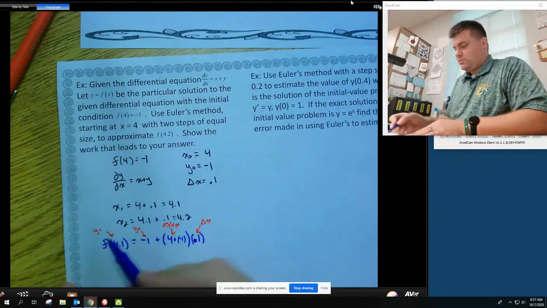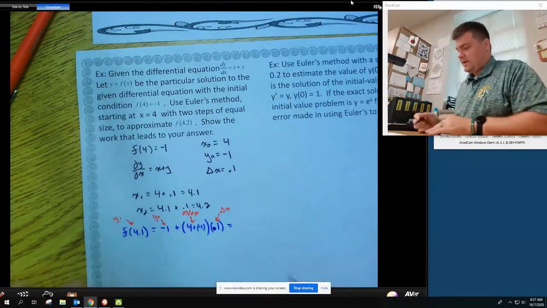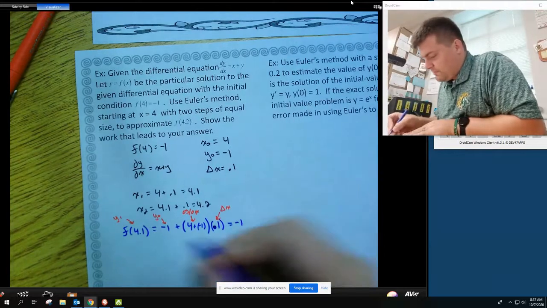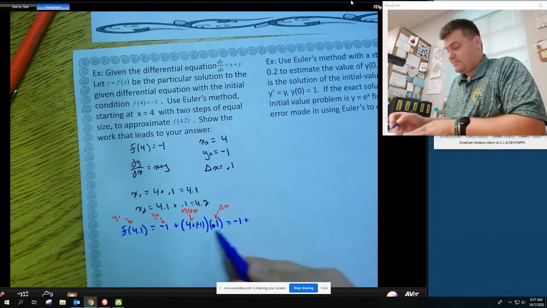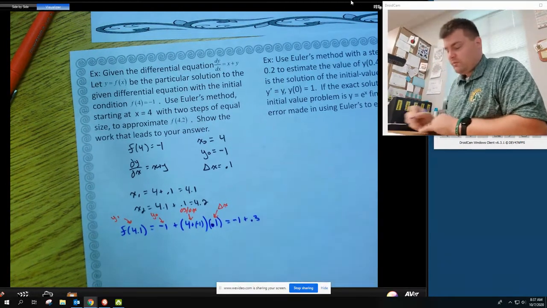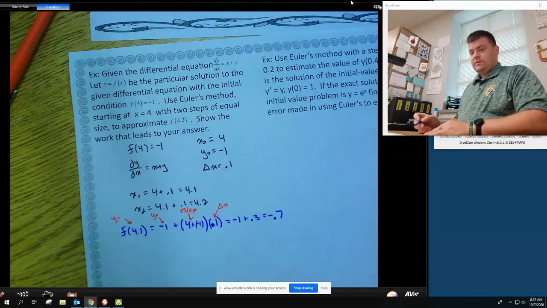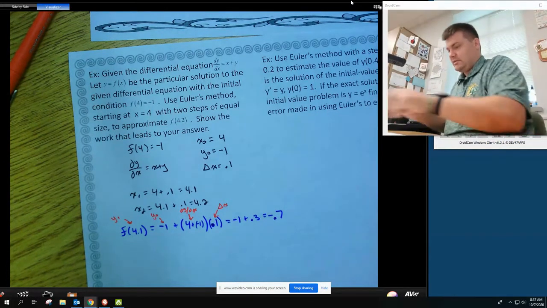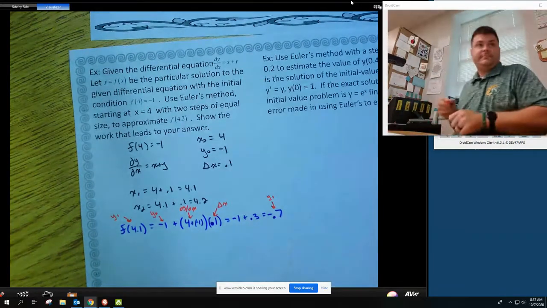Okay, so that's where that all is coming from for my formula. So to go ahead and solve for this, we're going to get negative 1 plus, it looks like this is going to be a 3 times 0.1 is 0.3, which is going to give me a negative 0.7. Okay, so this, again, reminding you, is y1.